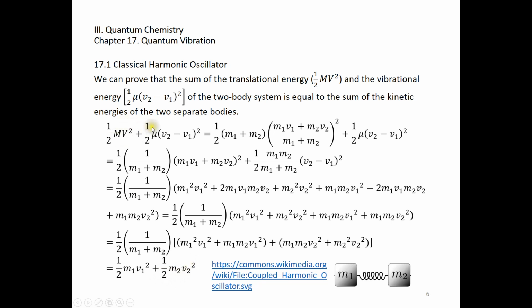So we proved that the total kinetic energy of this two-body system can be found in 2 different ways. One is we can have the kinetic energy of m1 and the kinetic energy of m2. We sum up these 2 values, and we get the total kinetic energy. Another way is to look at the translational motion of the entire system and the vibrational motion of the entire system, and then we sum up the translational energy and the vibration energy. We also get the total kinetic energy.